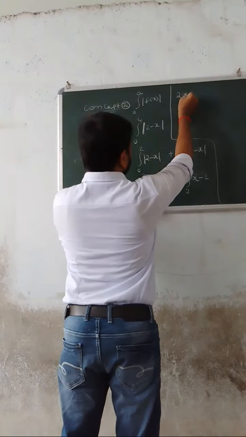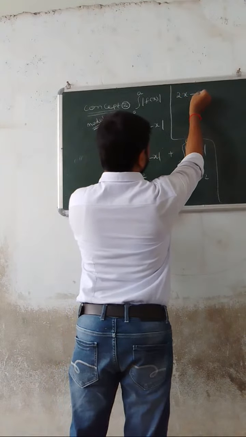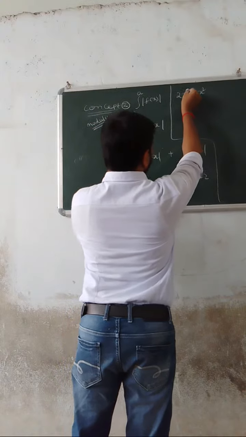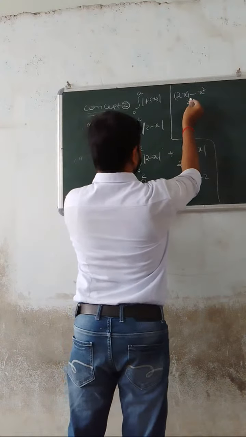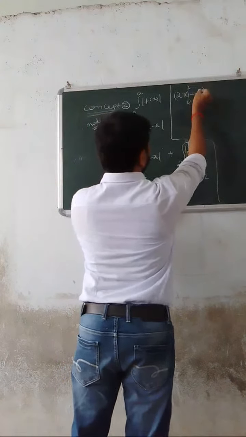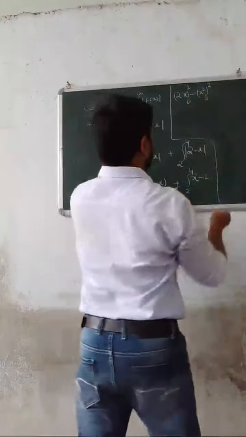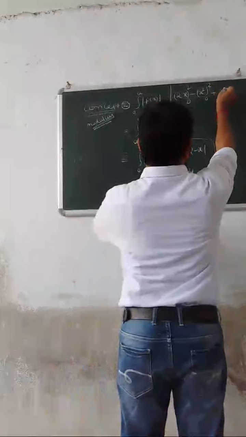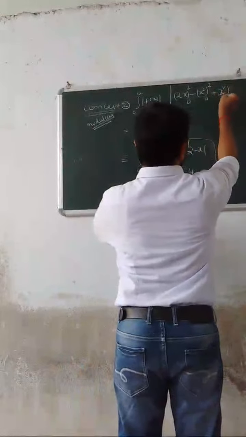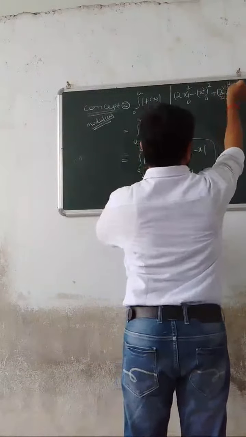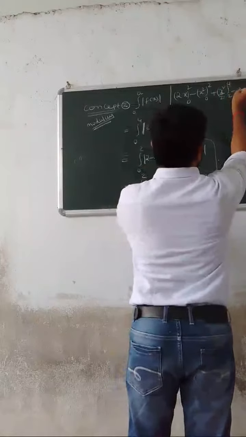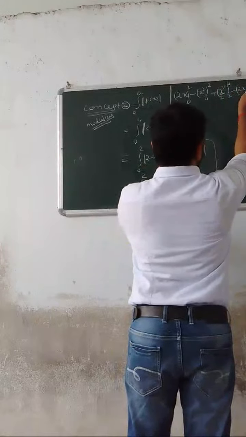2x. What is the integration of x? x square. Everywhere the limits here are 0 to 2. Here also 0 to 2. Plus, what is the integration of x? x square by 2, with limits 2 to 4. And minus 2x, that is limits 2 to 4.